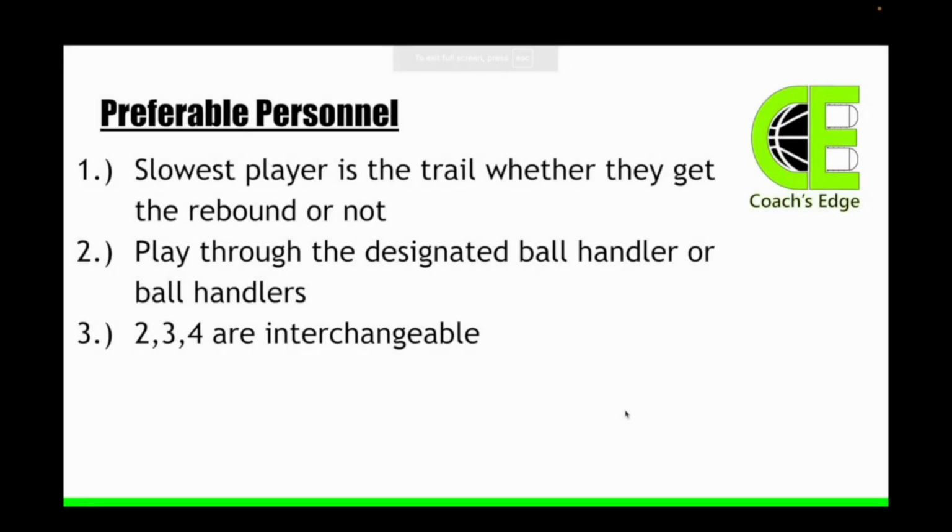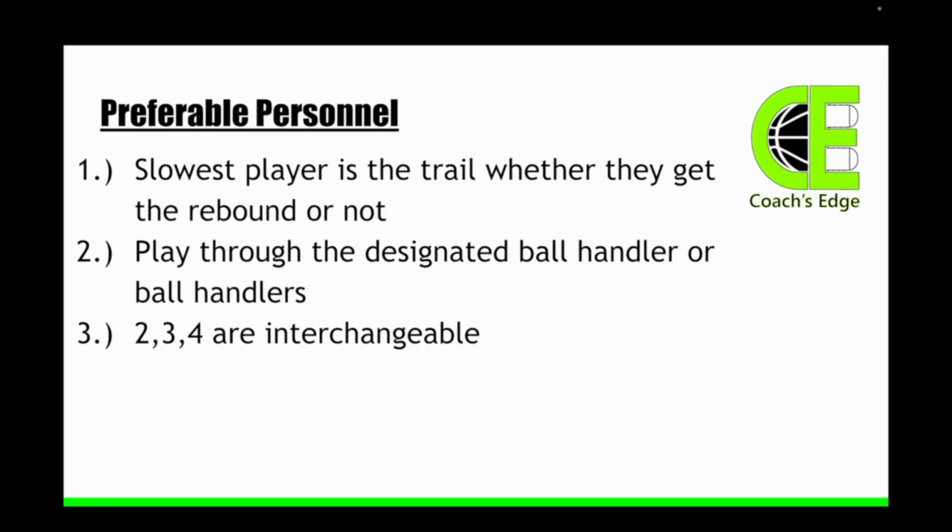Before we get into progressions of the break, let's talk about personnel a little. And this is more in general, the 2-sided break. We didn't run it like this. You got to make it fit the makeup of your team. So these are just the preferable personnel. Slowest players trail when they get the rebound, whether they get the rebound or not. So that person's always trailing. They can be a trigger too.